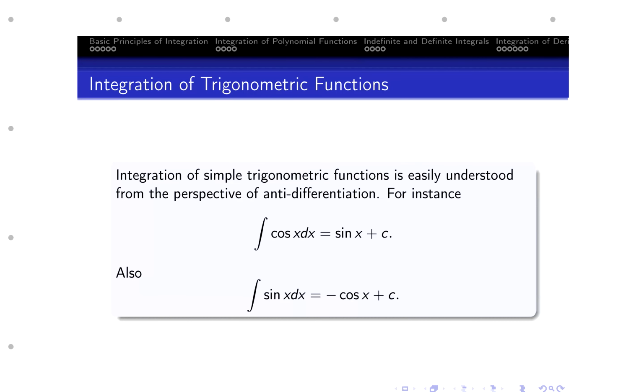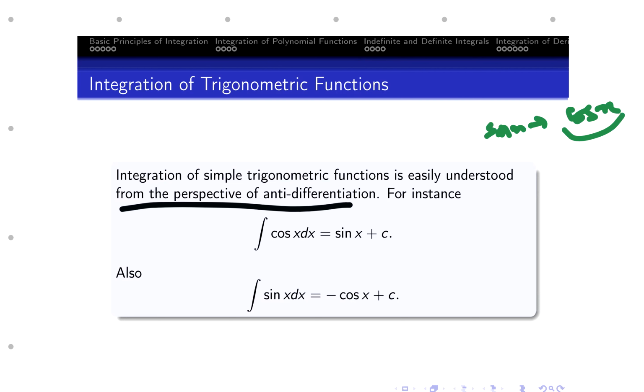Integration of simple trigonometric functions is easily understood from the perspective of anti-differentiation. We've seen that integration is the opposite, the reverse of differentiation. For instance, if you differentiate sine x, you get cos x. That means that if you integrate cos x, you get back sine x. That's exactly what is happening here. So if you integrate cos x, you get sine x, because when we differentiated sine x, we got cos x.